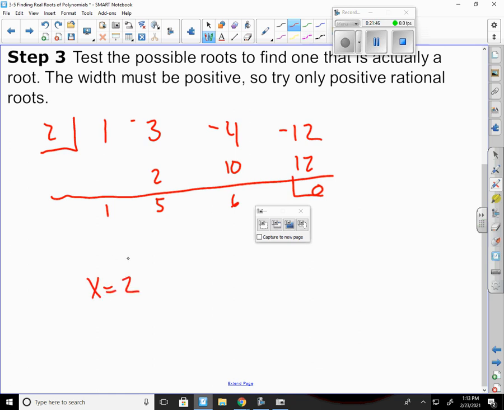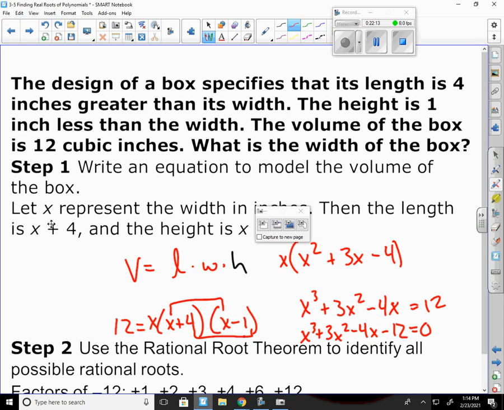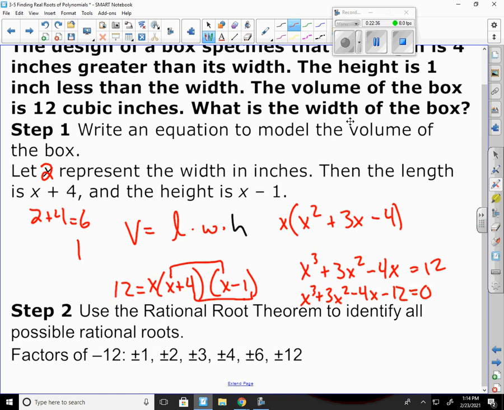So now that I found an x equals 2, I would normally have to finish this out. X squared plus 5x plus 6. I can factor this. But there's an easier method. Here I have 2, that's my width, right? If I go back to the beginning of the problem, the length is x plus 4. 2 is my width. 2 plus 4 is my length. My height is 2 minus 1, so that's 1. So now I found everything I need. My length, my width, and my height. And actually, it just asked for what is the width of the box. So I guess we went too far here.